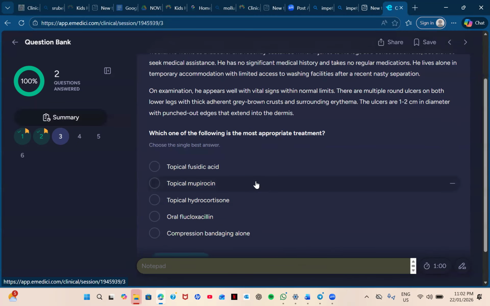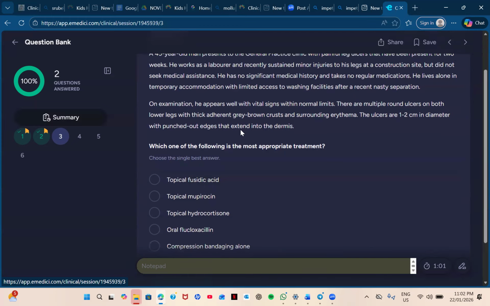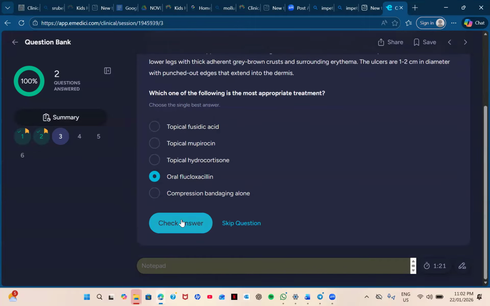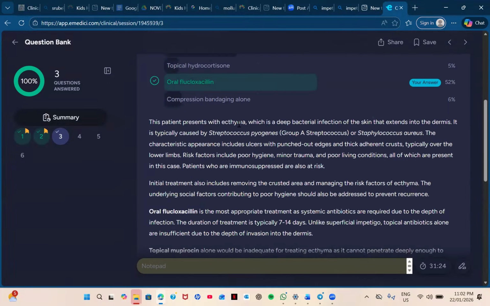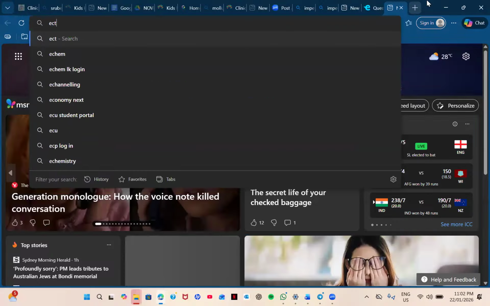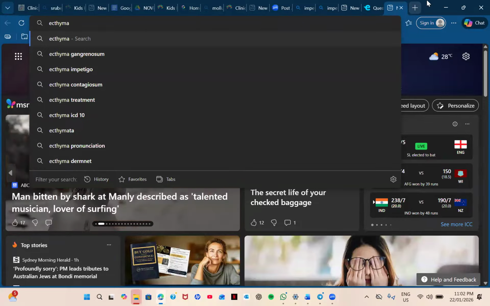What do you think, doctors? Some doctors are going for topical mupirocin. Good. Let's check. This is a presentation of ecthyma. I'll show you. This is not a paid rash, okay? The type of impetigo.